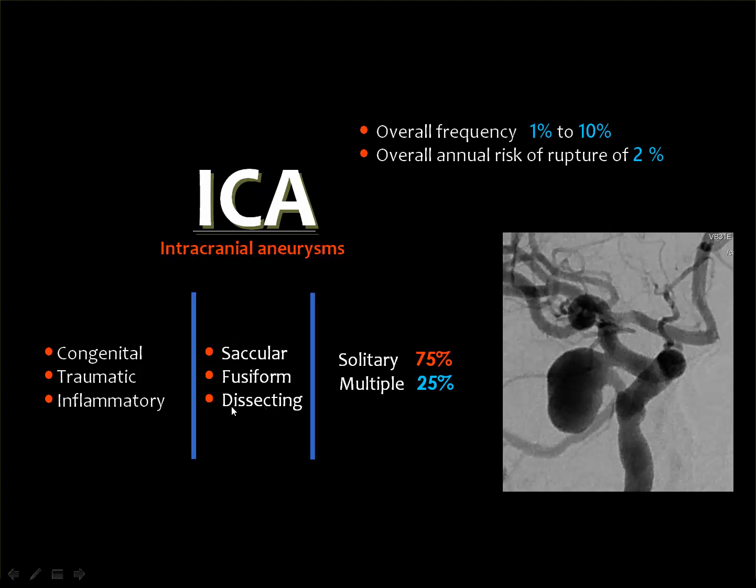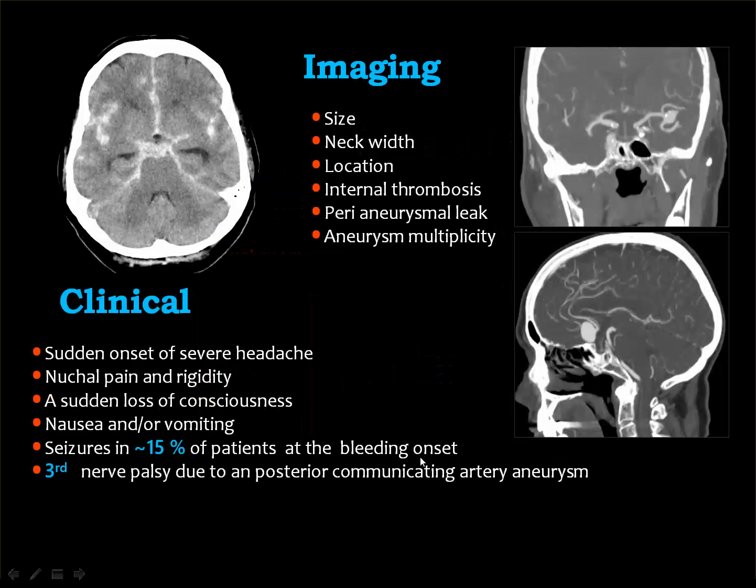Then the three main types of aneurysms are the saccular, which is sac-like, the fusiform aneurysm, which has no neck, then the dissecting aneurysm. The incidence of solitary aneurysms is about 75% compared to 25% of multiple aneurysms.